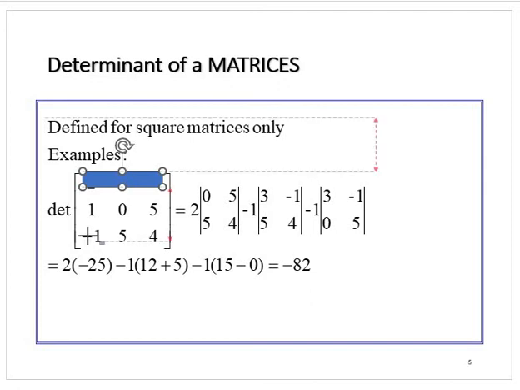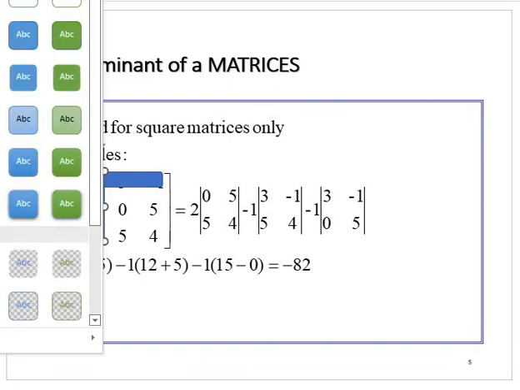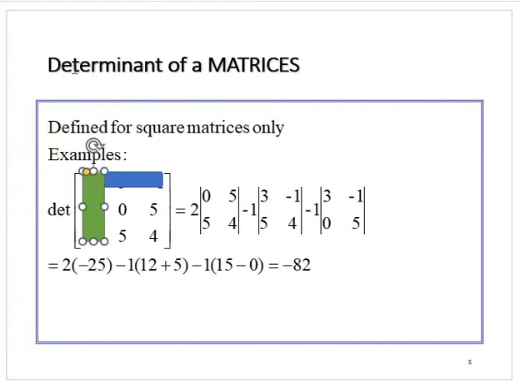What I'm doing there is, you just close the row and the column that contains the element of your interest. In this case, it's 2. And then you remain with this matrix. So this will be 2, and then the determinant of the matrix that remains, in this case, is 0, 5, 5, 4. So that will be your first element.